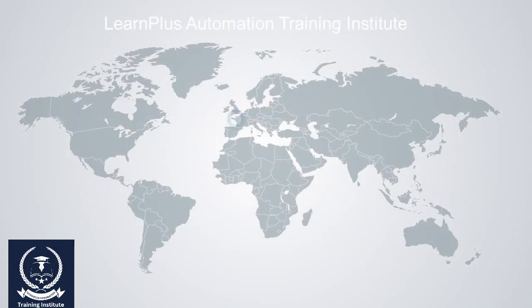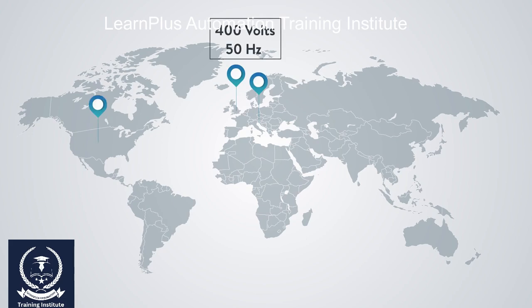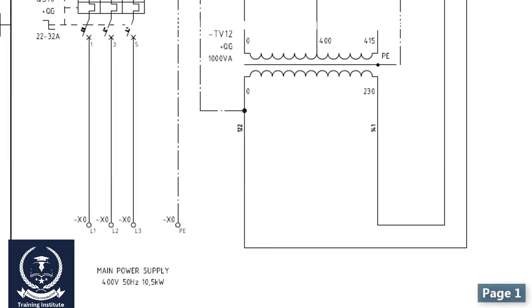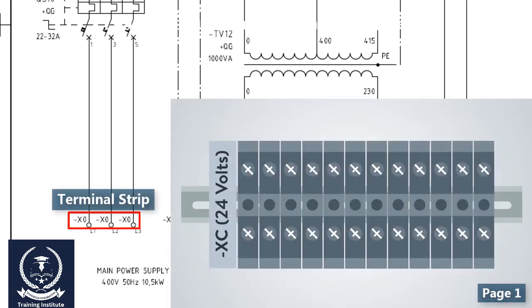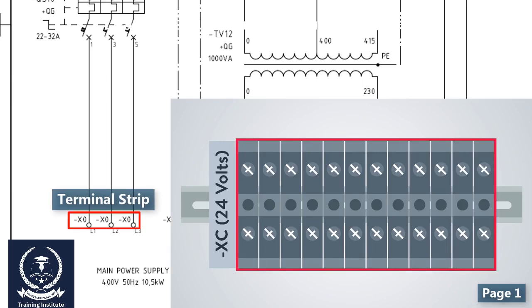For example, in England or Austria, the voltage level is 400 volts with 50 Hz of frequency. But in the United States, a three-phase power source will produce 480 volts with 60 Hz of frequency. As you see, the power enters the terminal blocks with the X0 terminal strip. The terminal strip is a mark that refers to a group of terminal blocks with the same voltage level or the same purpose.